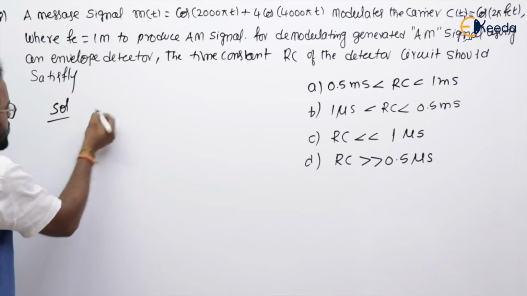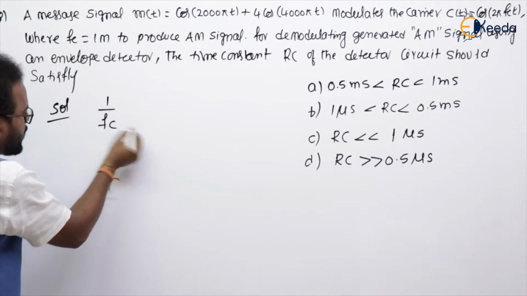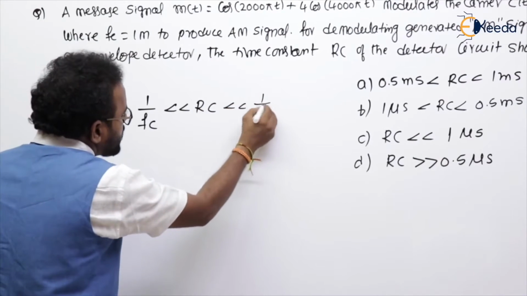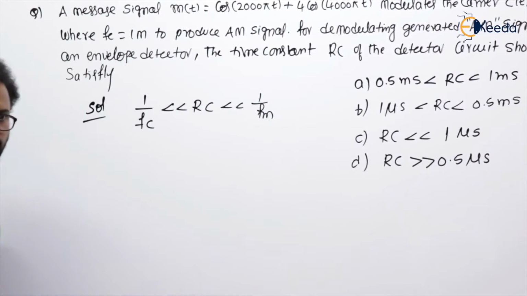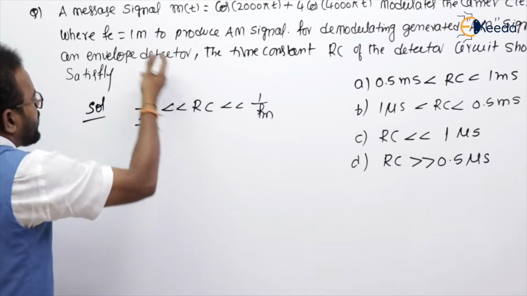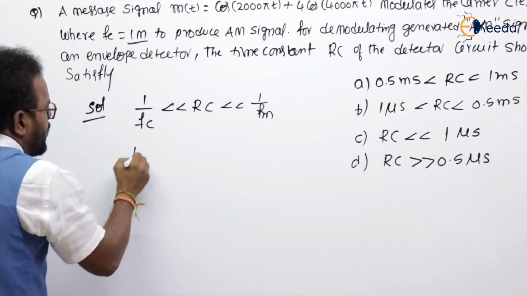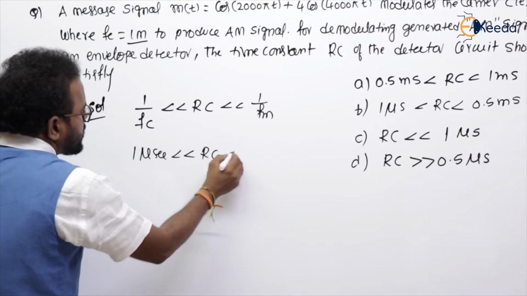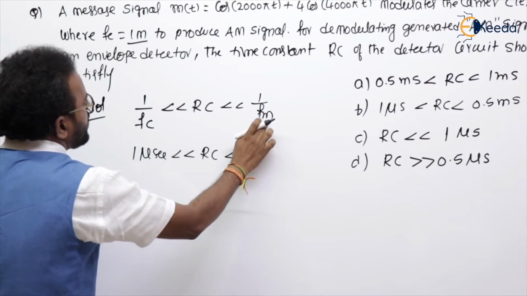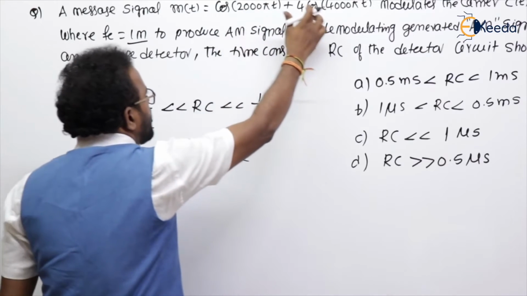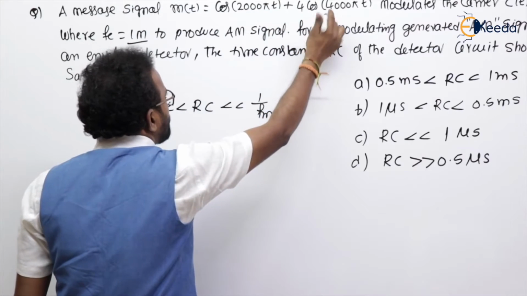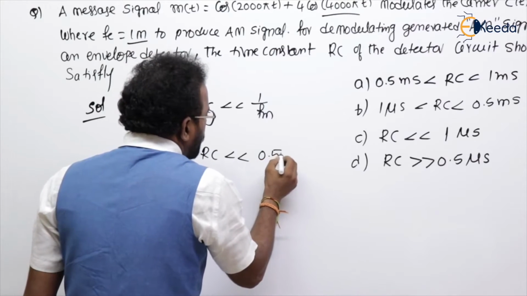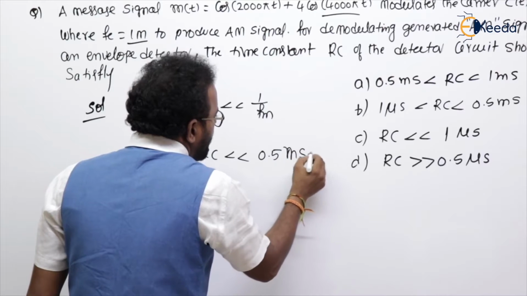The best choice for the time constant of the envelope detector is 1/fc << RC << 1/fm. What is the fc value given? 1 mega. 1 by 1 mega is 1 microsecond, far less than RC, far less than 1/fm. Whenever multiple values are given, take the maximum value. Maximum value is 2k. 1 by 2 means 0.5. Kilo means millisecond.